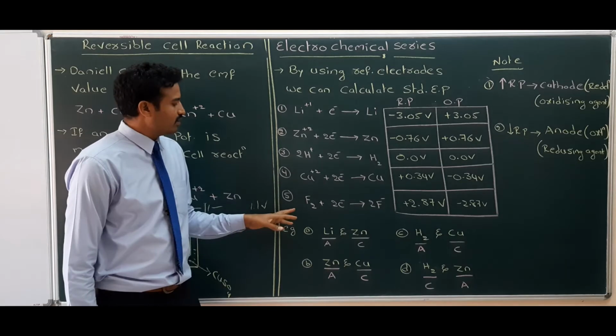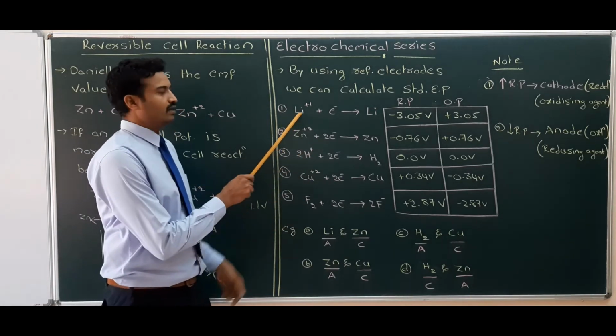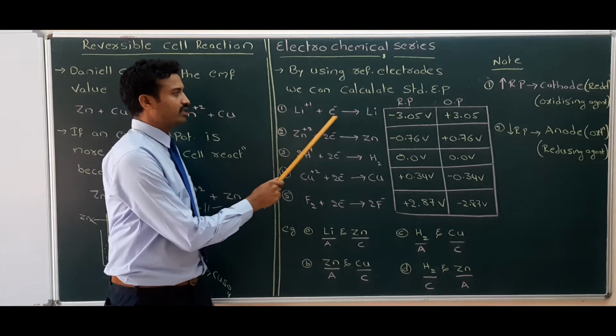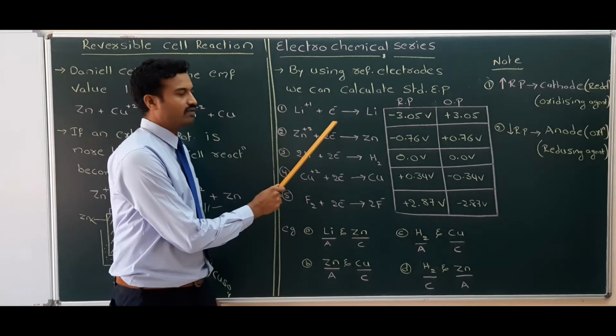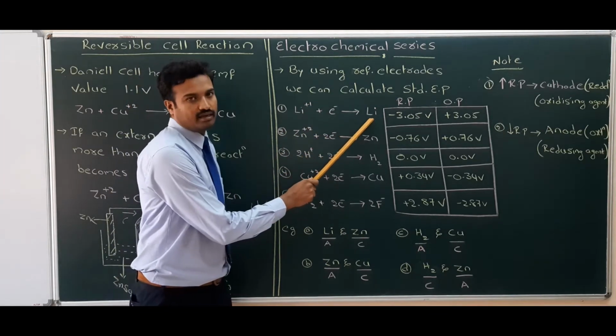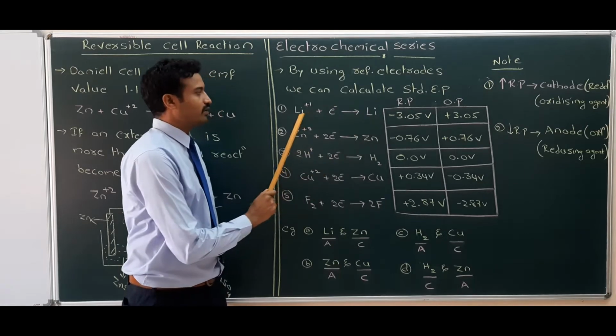Here 5 examples are given. Lithium reduction means gaining of an electron: lithium ion Li+ gains an electron, giving solid lithium. So it is a reduction.